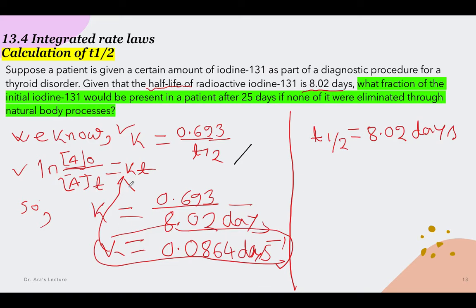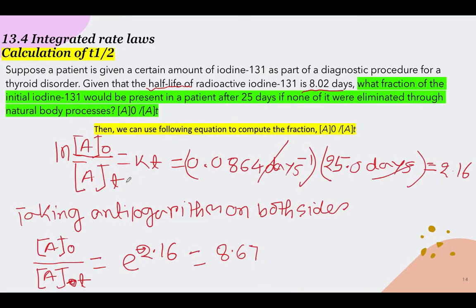So now if we put in the value, we can use the following equation to compute the fraction. The question asks what fraction of the initial iodine, so here is the fraction of the concentration of iodine. What fraction of the iodine would be present in a patient after 25 days if none of it is eliminated through the natural body process? It will be this fraction, and the same.